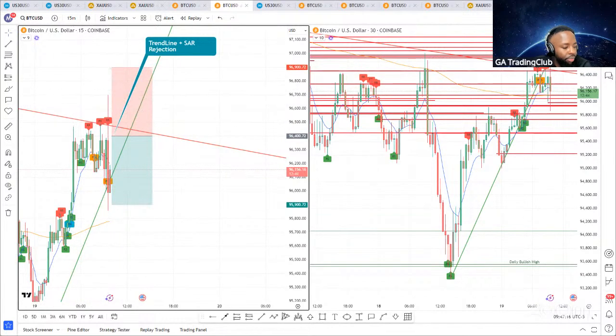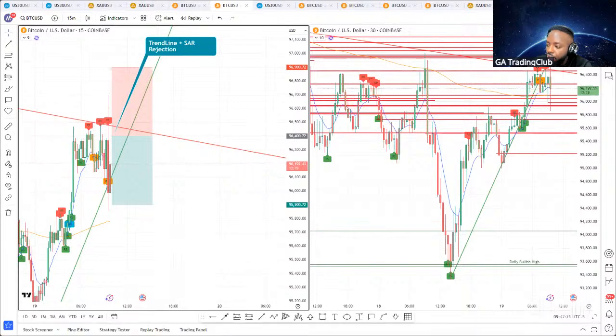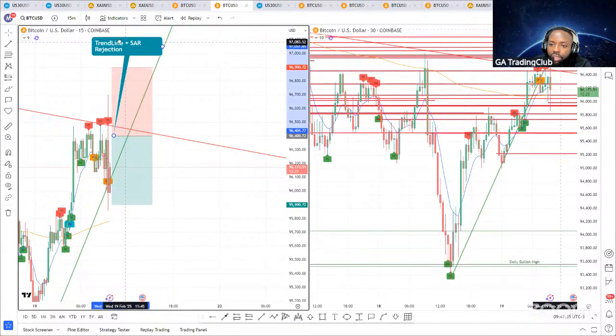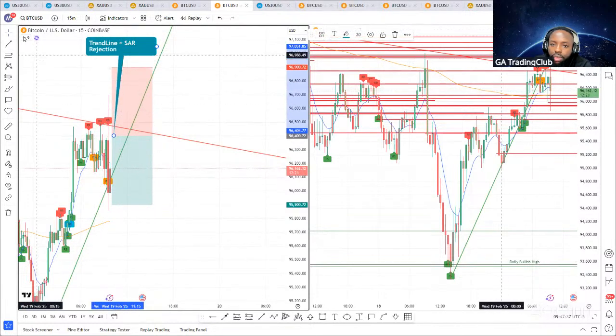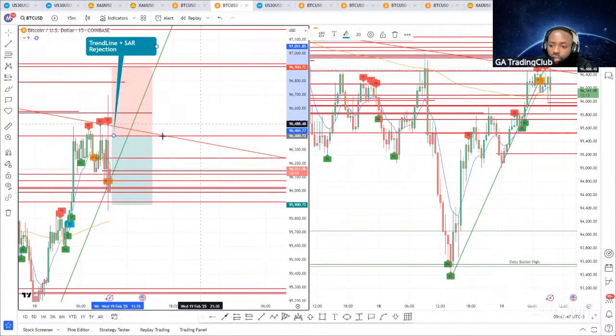And then let me see. So US 30 trade got triggered, and let's see how it goes. But anyway, so for BTC trendline plus SAR rejection, you can see here there's a rejection from the top trend line. And then if we turn on the SAR levels, it closed below 1, 2, 3, 4, about 4 SARs.